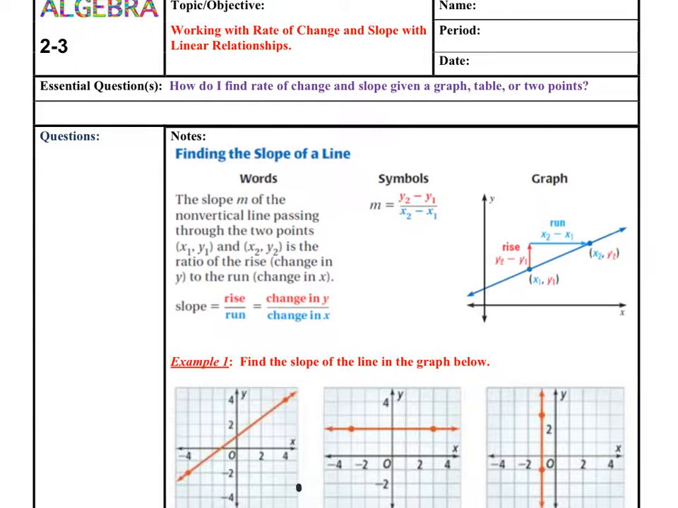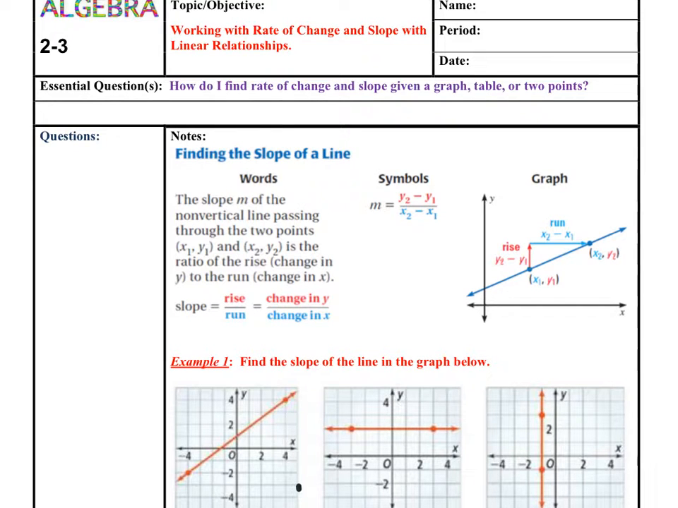Linear functions are special because they have a constant rate of change. Please turn and talk to the person next to you. What does it mean for something to be constant? But linear functions have a constant rate of change. So today we're going to talk about how to find the slope. The slope is just a different name for rate of change.